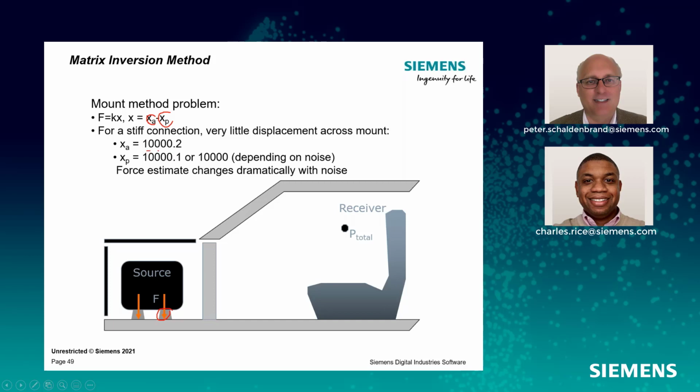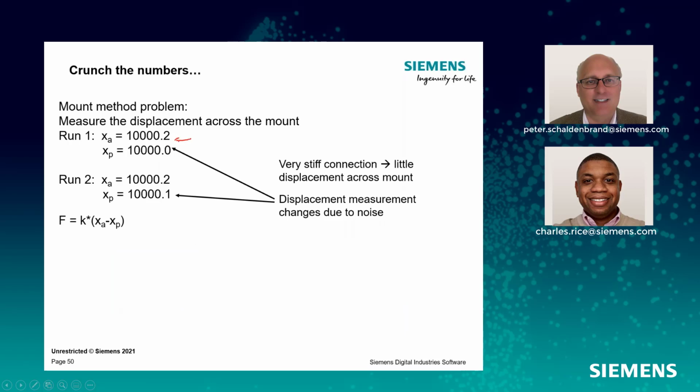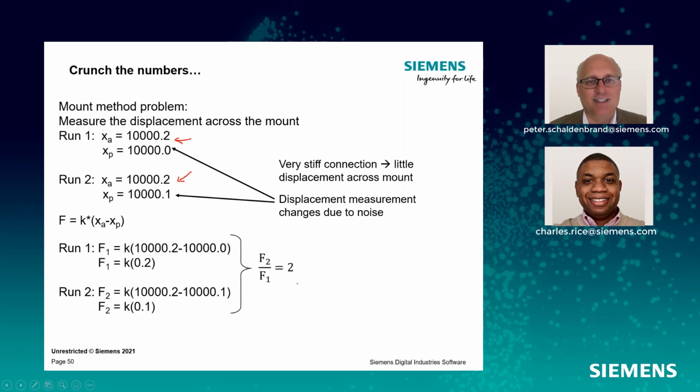Like one time I measure it, the active side is 10,000.2. I measure the passive side is 10,000.1. I do another measurement, it's 10,000. Is that much measurement noise if my measurement changed from 10,000.1 to 10,000? No, that's a problem. Yeah, it's very accurate, or it didn't change much. But when you do the subtraction here of 10,000.2 minus 10,000 versus 10,000.2 minus 10,000.1, that little bit of noise actually changes the force estimate by a factor of 2.